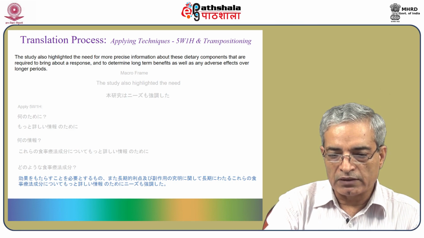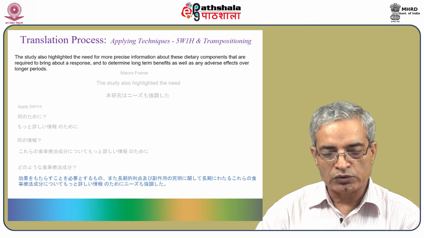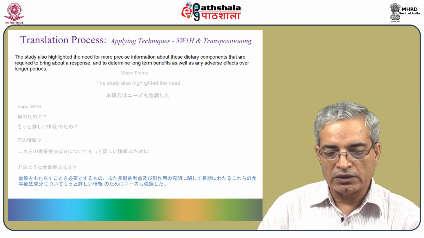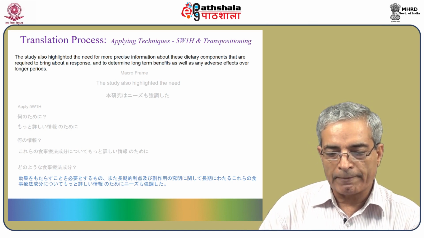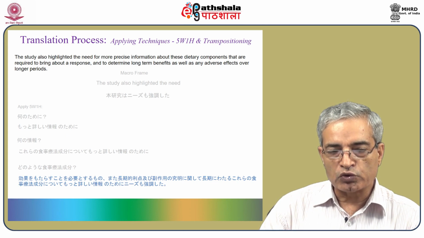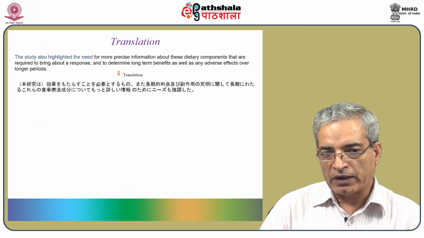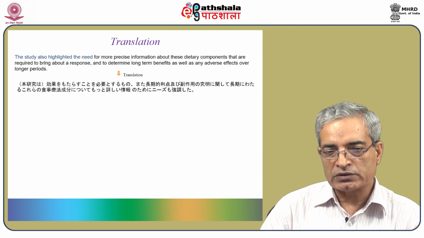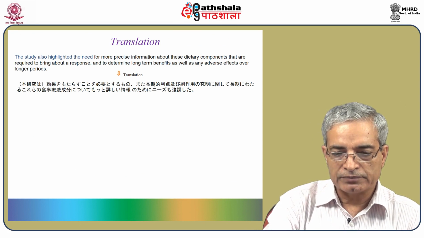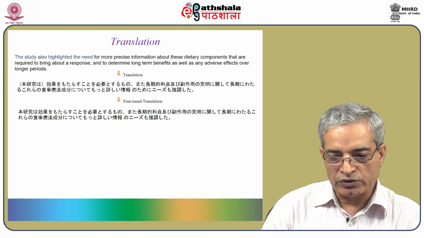And this is the final combination of all the segments, that is koka o motorasu koto hitsuyo suru mono mata choki teki riten oyobi fukusayo no kyume ni kanjite choki ni wataru korera no shokuji ryoho seibun ni tsuite motto kuwashi joho no tameni needs mo kyochoshita. So if we put it part by part, it makes some sense. Of course, there is some fine tuning required, and let's see how the fine tuned translation comes out.